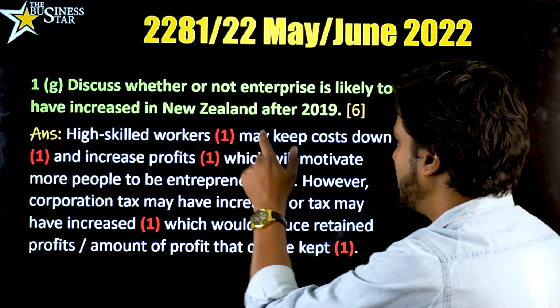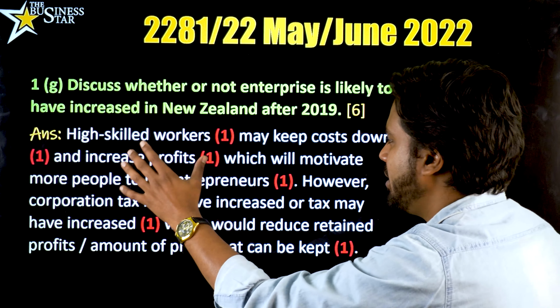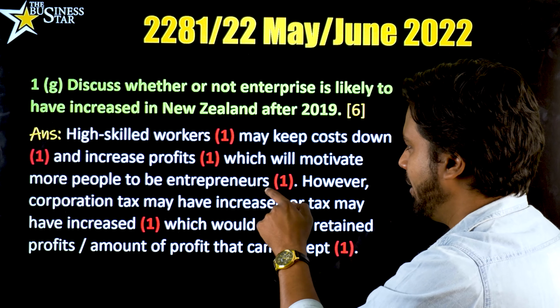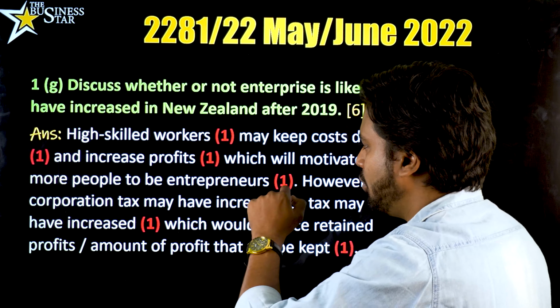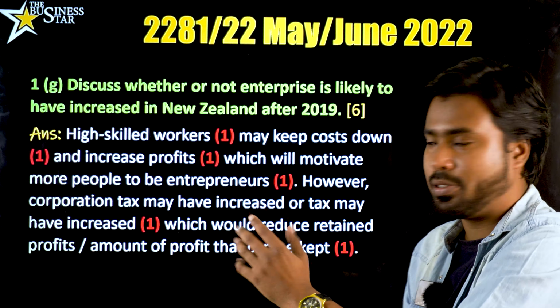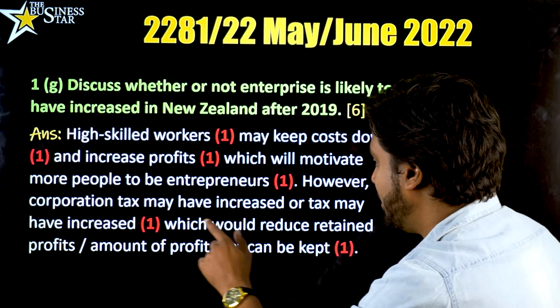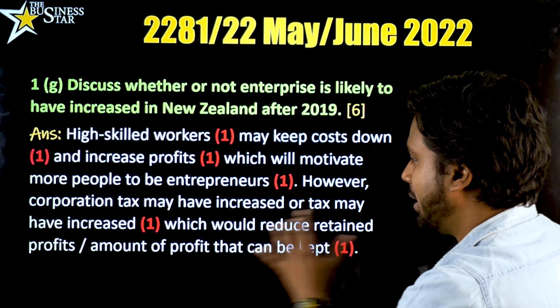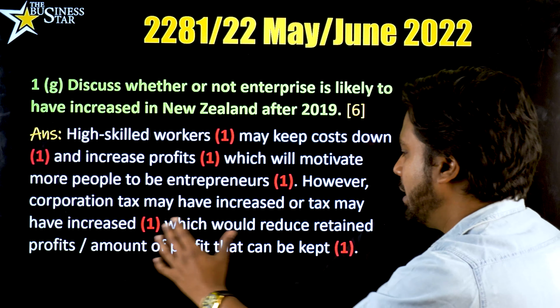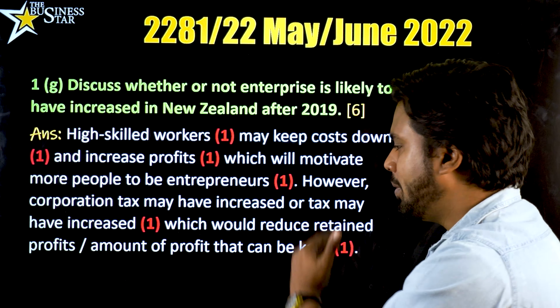So high skilled workers may keep costs down and increase profits, which will motivate more people to be entrepreneurs. Okay, so here we have 1, 2, 3, 4 marks are done. Let's talk about the disadvantage or the exception. However, corporation tax may have increased or any other tax may have increased, which would reduce retained profits, and the amount of profit that can be kept would be reduced.